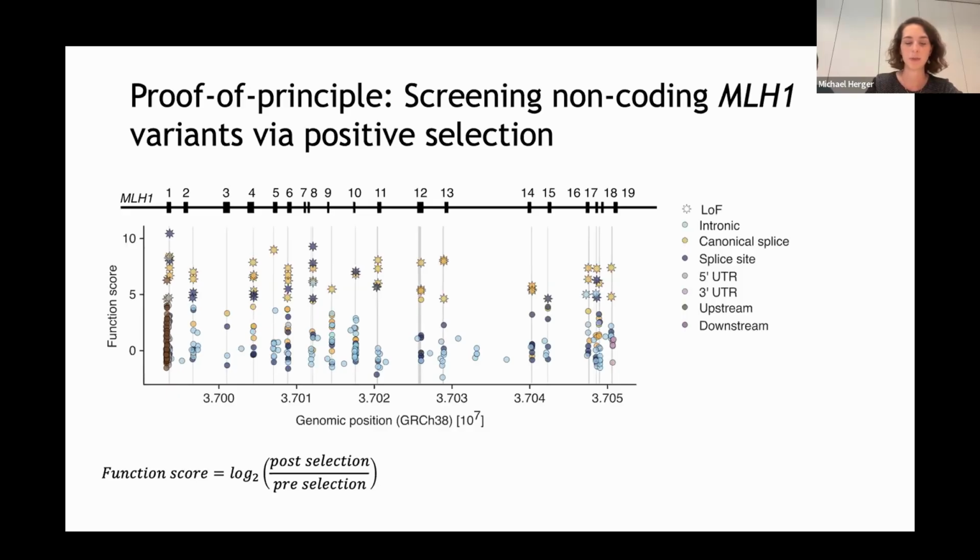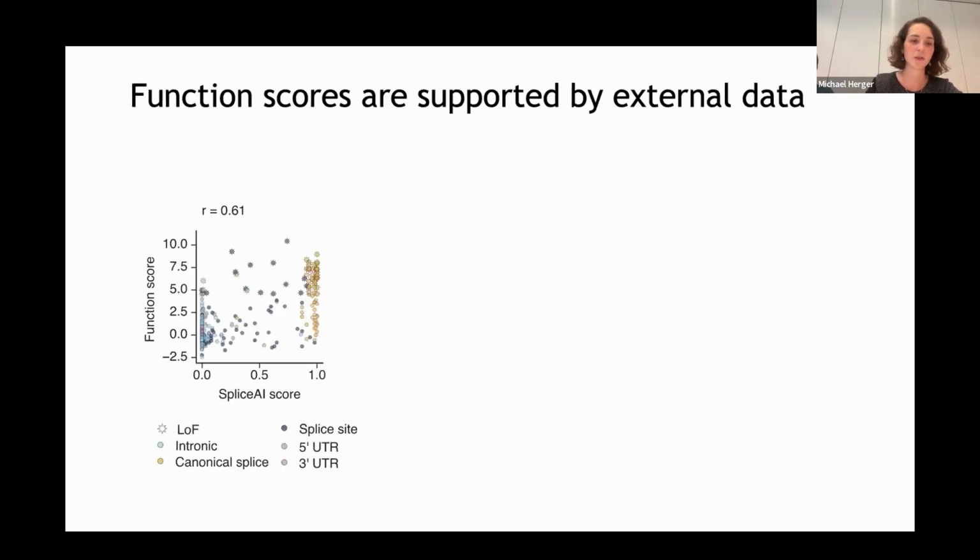So here we were able to retain about 50% of the variants in analysis, compared to just 20% in the negative selection screen. Because most of these non-coding variants that score highly are expected to have an effect on splicing, we then compared our function scores to predictions from SpliceAI. And we found that these correlated quite well, which further increased the confidence in our results.